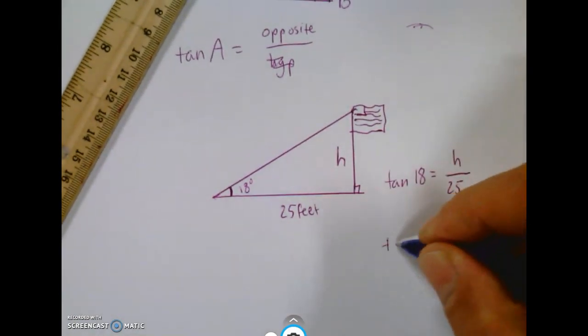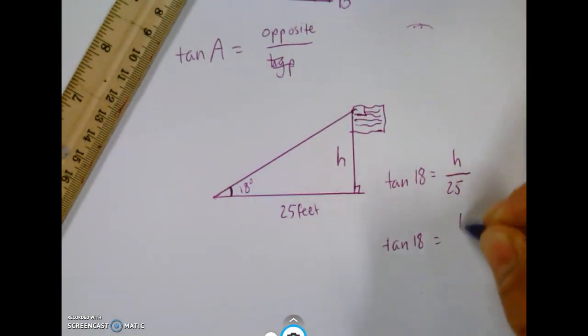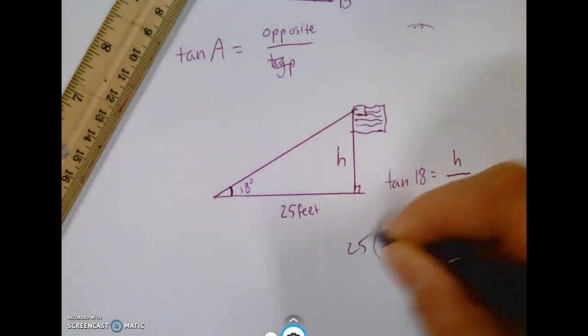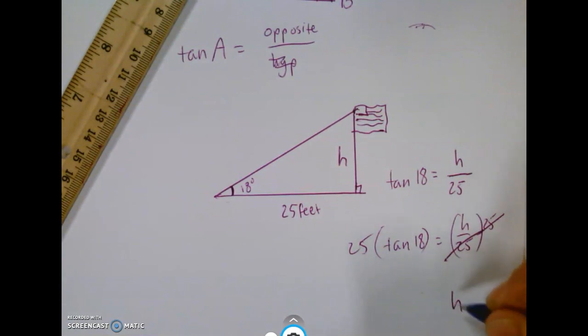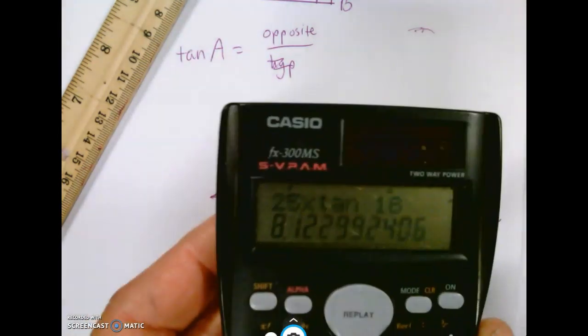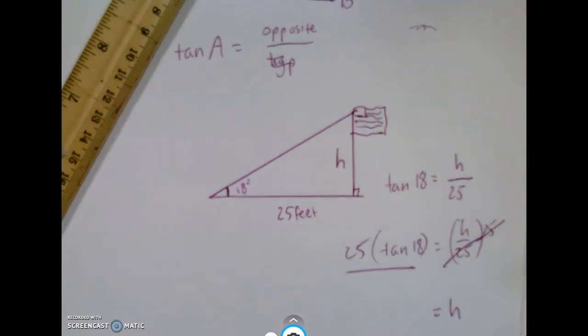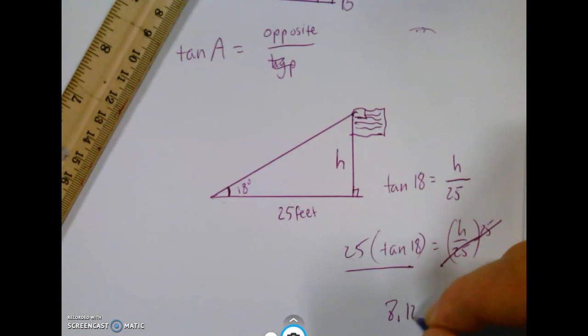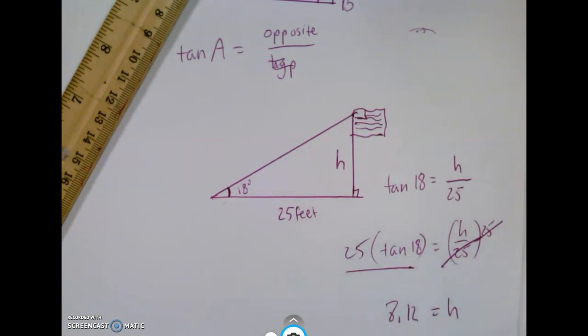What is that? Well, we're trying to find out what the height is. So, to get the height alone, we're going to multiply both sides by 25. Those will cancel, and you'll get 25 times tangent of 18. Again, I don't know what tangent of 18 is, but it's on the calculator, and in the old days you would have looked it up in the table. You get 25 times tangent of 18, which is about 8.12. That is the height of our flagpole.